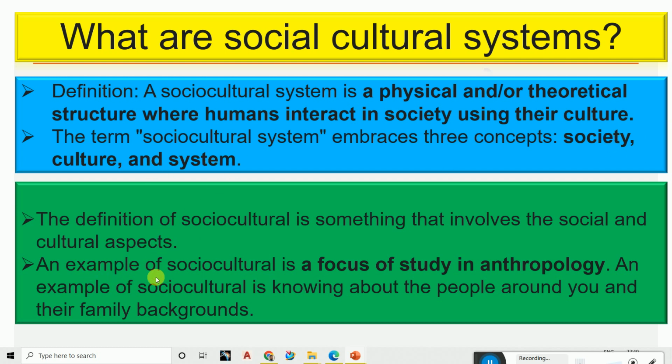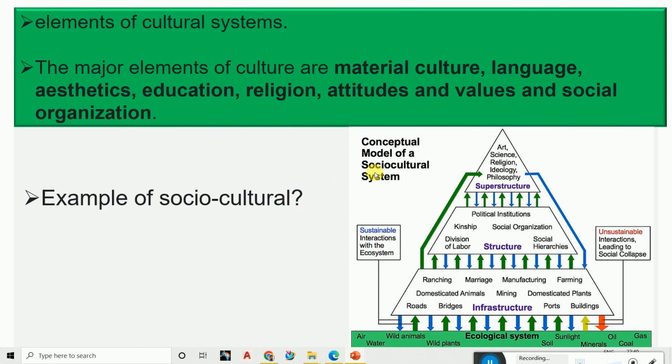You can take one example. The social culture is the focus of study in anthropology. An example of the social culture is knowing about the people around you or their family backgrounds. You can understand this example.